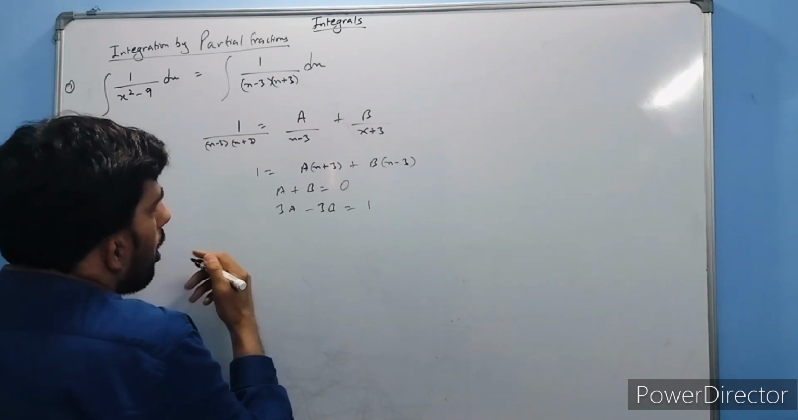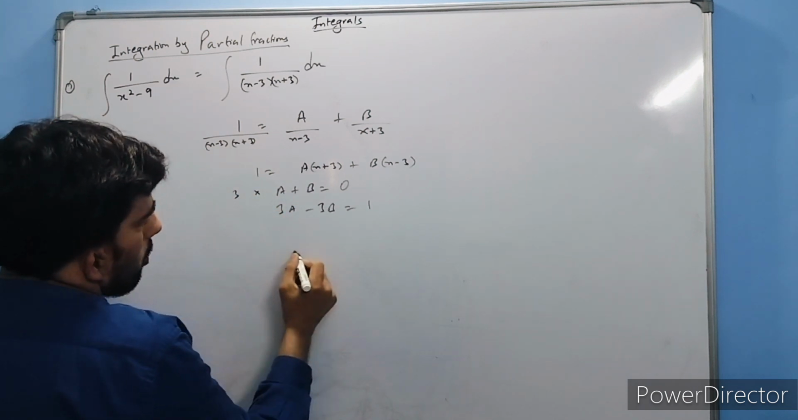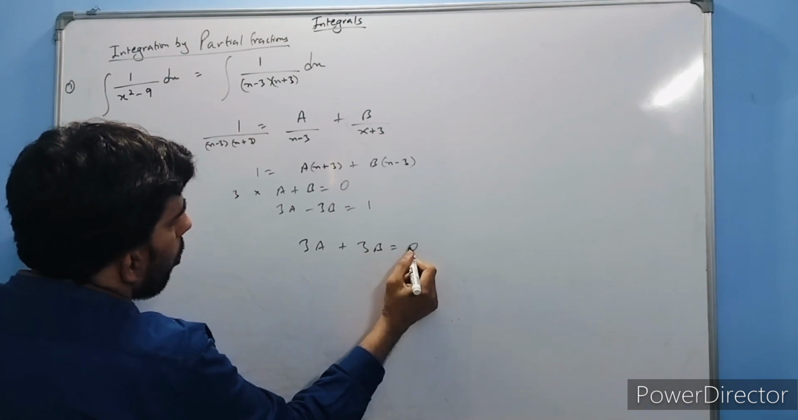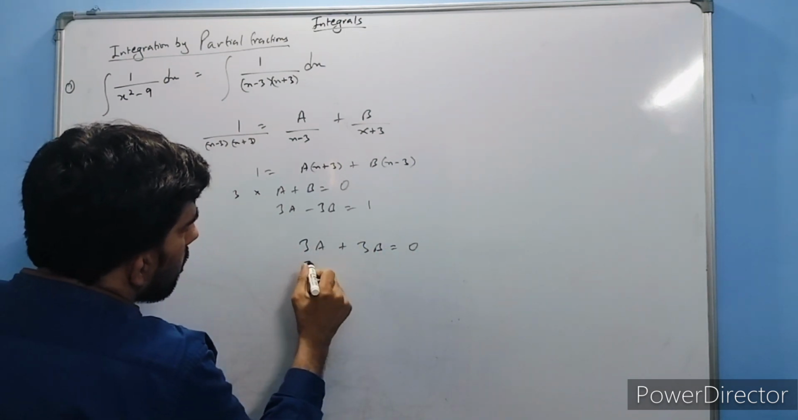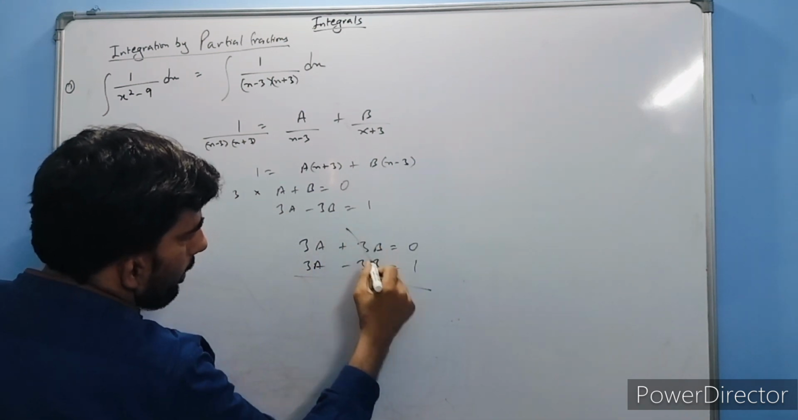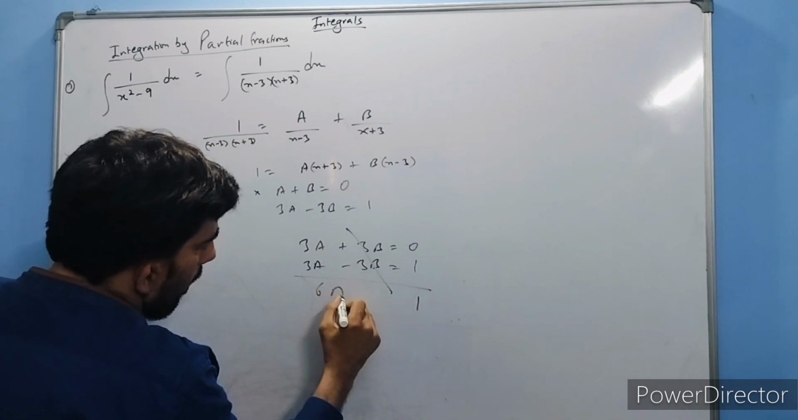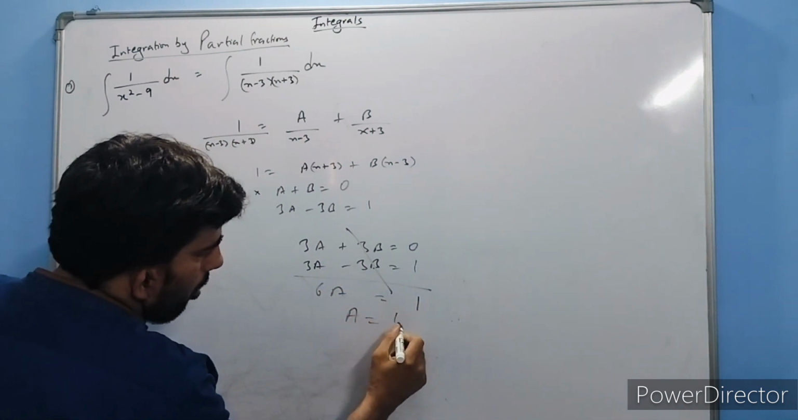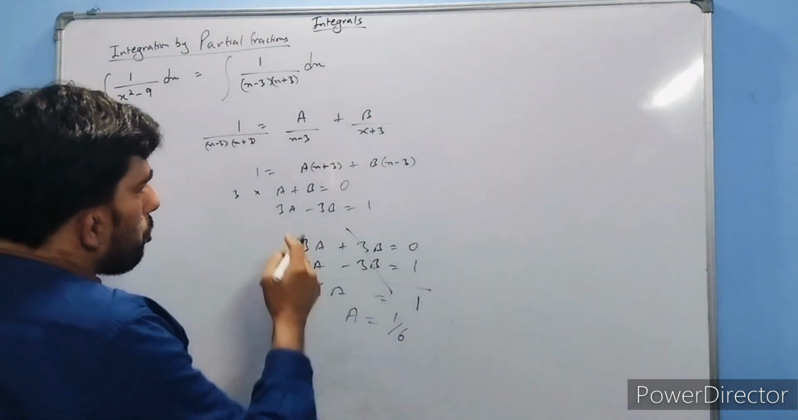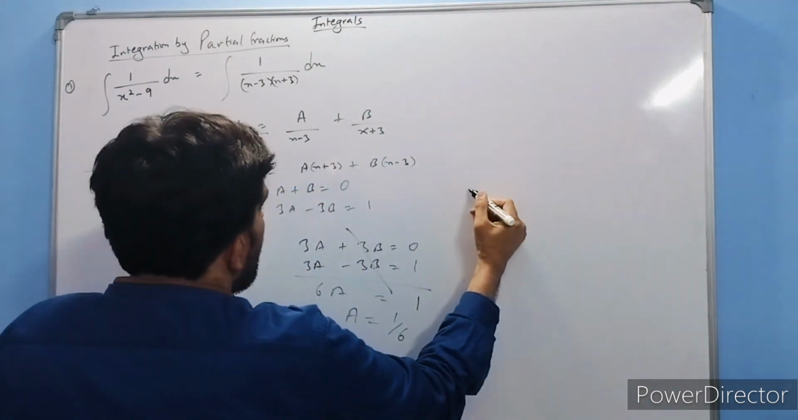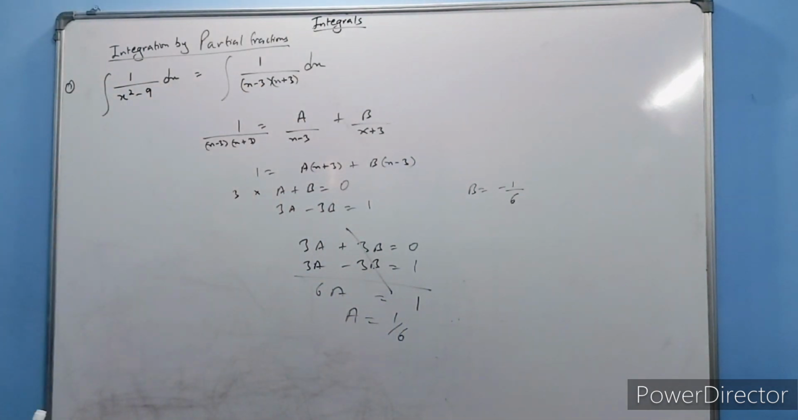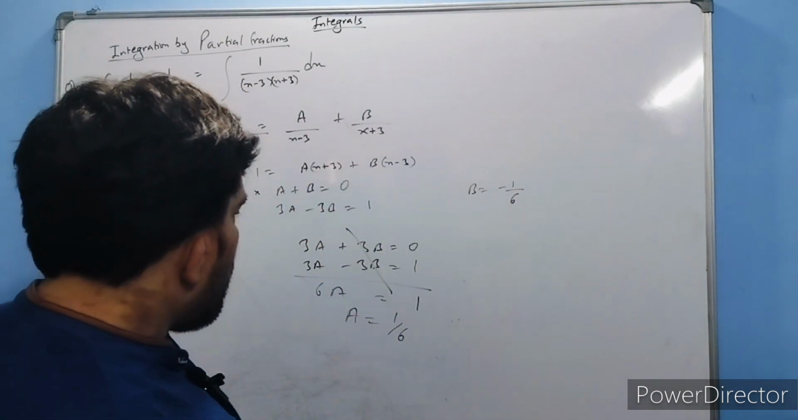What can we do here? Multiply this equation by 3. So 3a plus 3b is equal to 0, and 3a minus 3b is equal to 1. Adding, we get 6a is equal to 1. So I got a is equal to 1 upon 6. Putting this in, we find b is equal to minus 1 upon 6. That is how we are able to find the values of a and b.